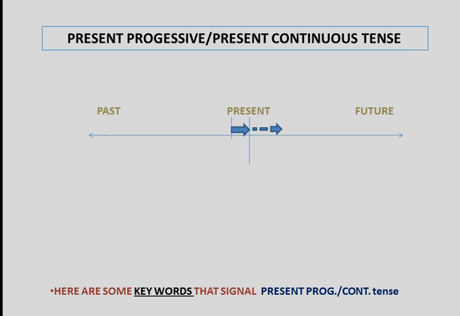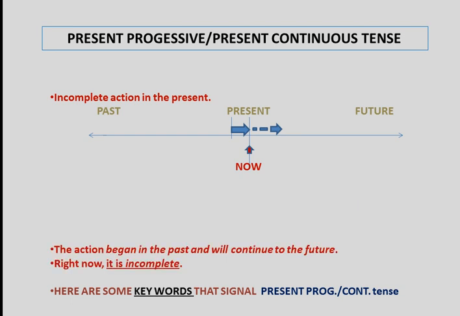The reason we call it present progressive or present continuous is because the action that began in the past is not finished now and continues possibly into the future, but right now it is incomplete, so it's progressive or continuous. So the definition for present progressive, present continuous tense is that it is an incomplete action in the present. The action began in the past and will continue into the future. Right now, it is incomplete. That's how we recognize it.